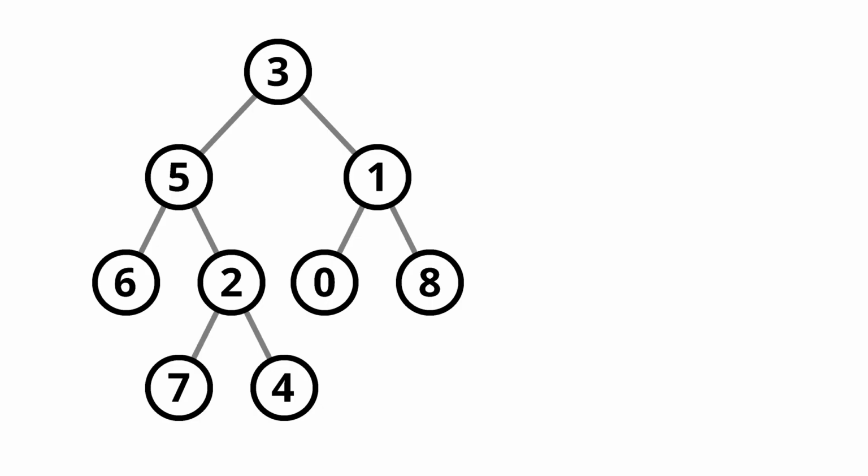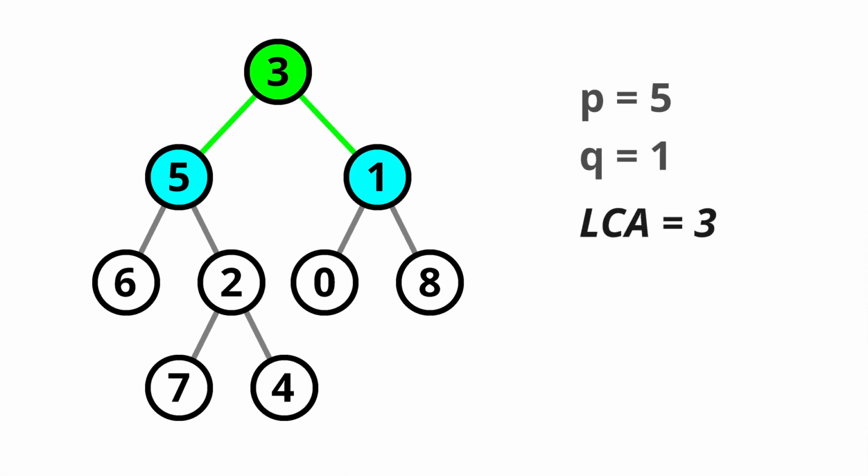We are given a root of the tree and also two random nodes of that tree. We need to find out the lowest common ancestor of these two random nodes. For example, if p equal to 5 and q equal to 1 are the two nodes given, then the node 3 will be the lowest ancestor common to both these nodes 5 and 1.